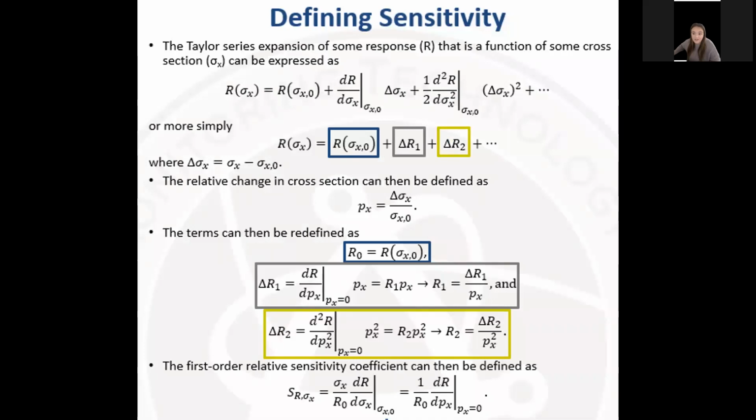Before I dive into the methods, I need to do a little bit of defining. At the bottom of this slide, you can see the first order relative sensitivity coefficient in terms of cross-section and p sub x. Then I have the Taylor series expansion of some response or tally that is a function of some cross-section or any nuclear data, expressed here and then simplified. I can rearrange these terms to get the first order and second order response to be used in the estimations of sensitivity.